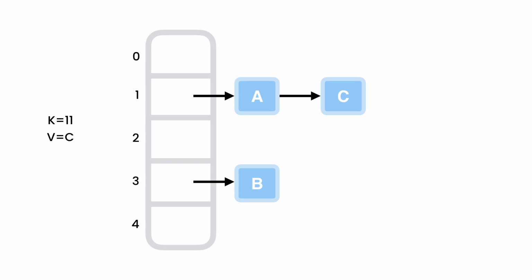We're basically chaining a bunch of items together. That's where the name comes from. With this approach, we no longer have collisions, and these linked lists can grow or shrink automatically. Next, we're going to look at another strategy for handling collisions.